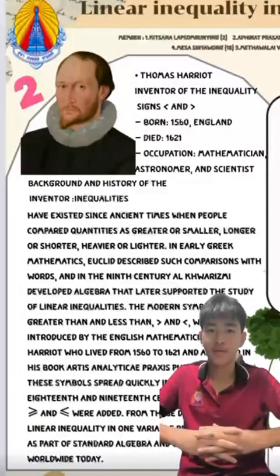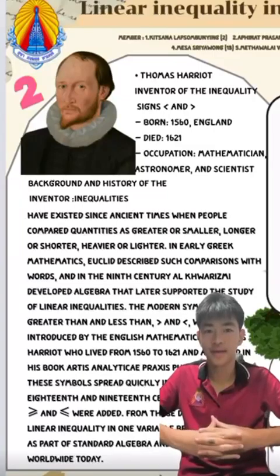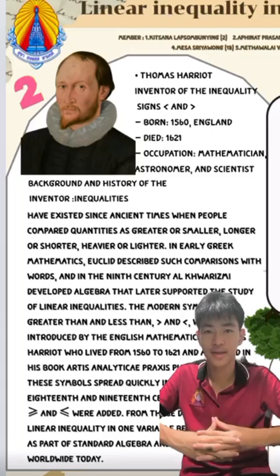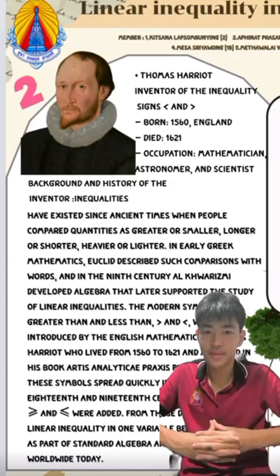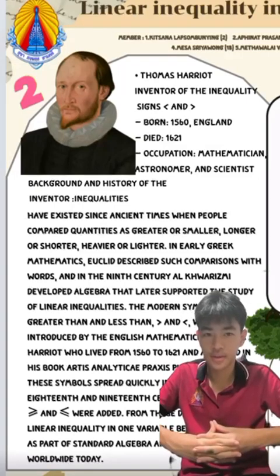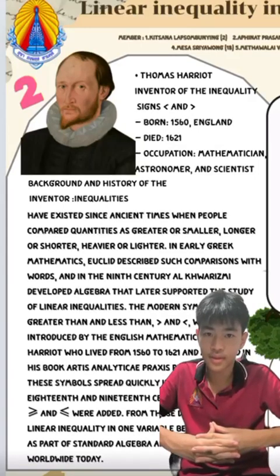Thomas Harriot, inventor of the inequality signs greater than and less than, born 1560 in England, died 1621, was a mathematician, astronomer, and scientist. Inequalities have existed since ancient times when people compared quantities as greater or smaller, longer or shorter, heavier or lighter.